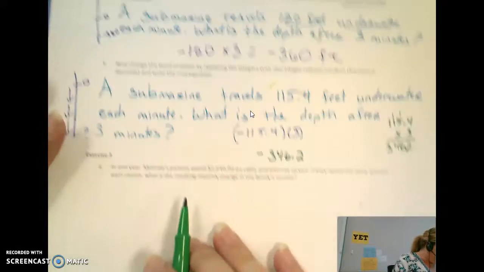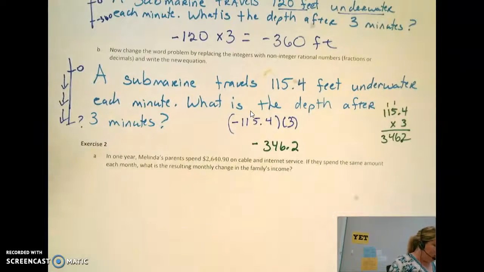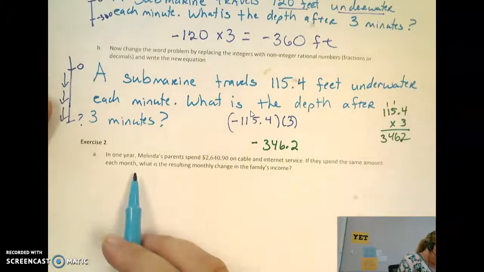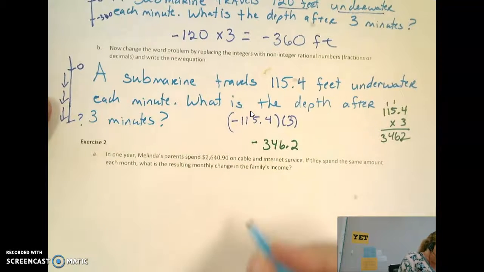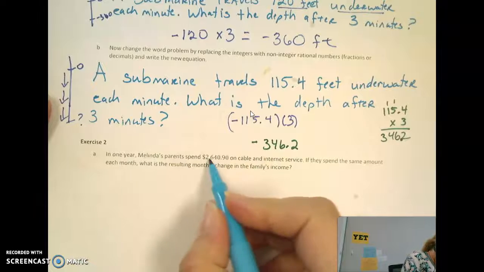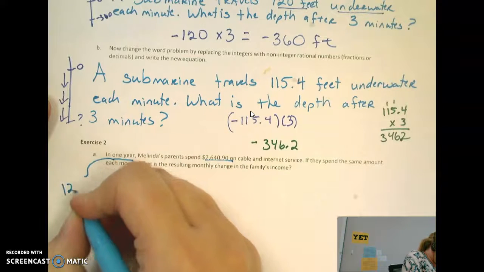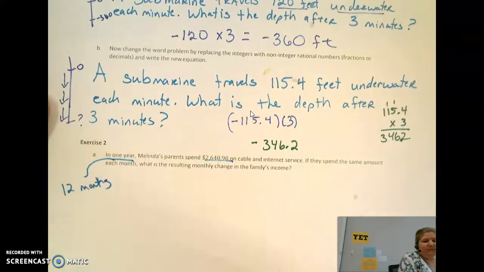So, in 1 year, Melinda's parents spent $2,640.90 on cable and internet. If they spend the same amount each month, what's the monthly charge? So we have to think about this as how much they spent in a year. 1 year is 12 months.